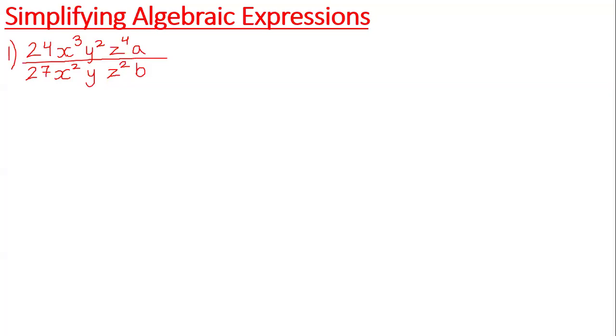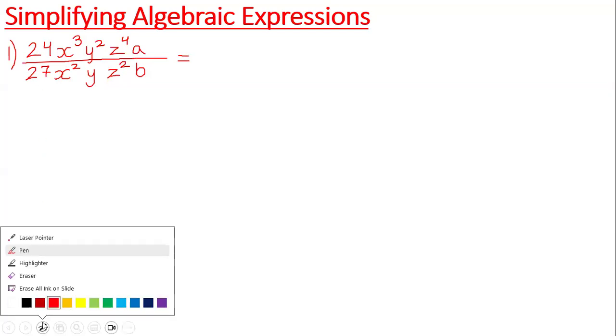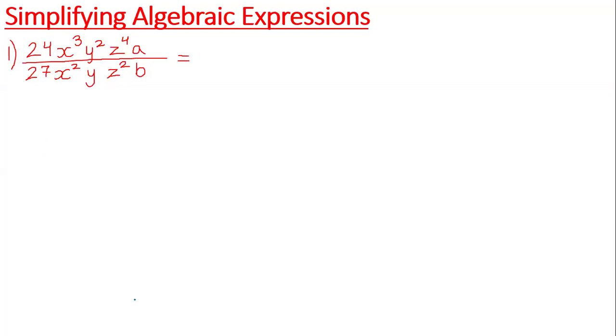So the rule states that if I am dividing like exponents, I subtract the powers, right? So let's start off with that. Even before starting with that, let's see if we can find a number that can go into 24 and 27. What number can go into 24 and 27? 3. You sure, 3? Yes, 3 can go into 24 and 27. So we have to divide top and bottom by 3.